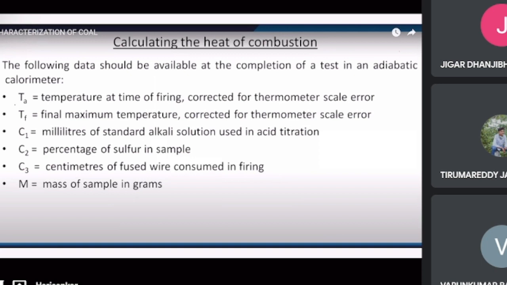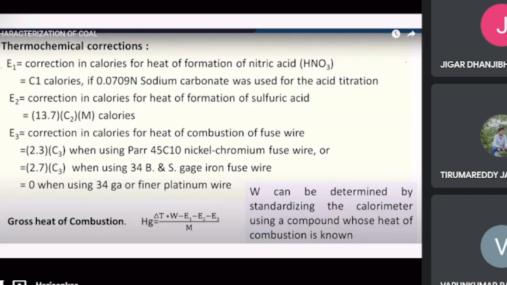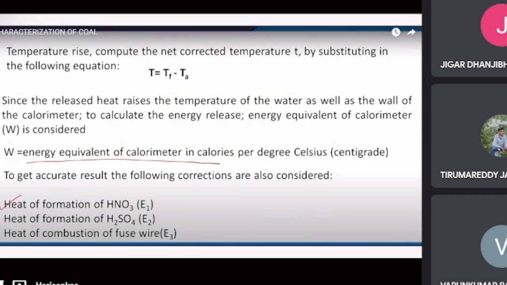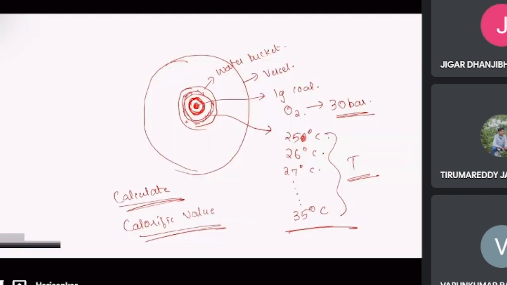And this is the different terminologies and formulas that are used to calculate the calorific value from your bomb calorimeter. Basically, this is the formula where you can find the gross heat of combustion. The gross heat of combustion is delta T, the temperature difference, times W, where W is the energy equivalent of the calorimeter in calories per degree, minus E1, which is a correction factor in calories for the heat of formation of nitric acid. E2 is the correction in calories for the heat of formation of sulfuric acid, and E3 is the correction in calories for the heat of combustion of the fuse wire.